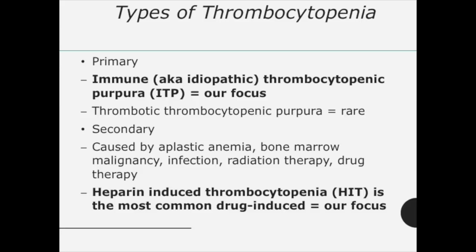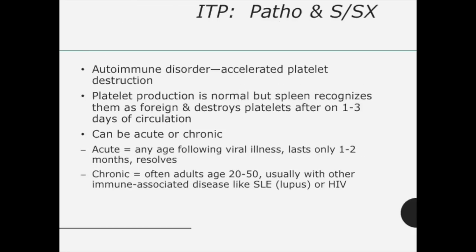When you think about secondary causes, think back to aplastic anemia and think about that patient, and how if there's a bone marrow malignancy or an infection or radiation therapy, drug therapy, so chemotherapy, something like that, that could cause thrombocytopenia. So with the ITP, when we think about the pathophysiology, it's an autoimmune disorder that creates accelerated platelet destruction.